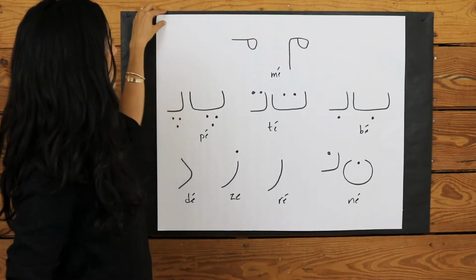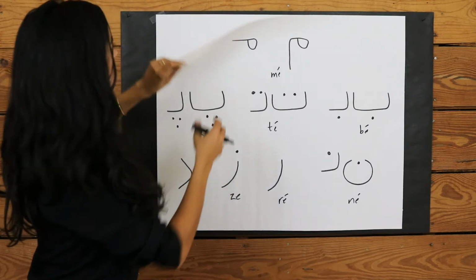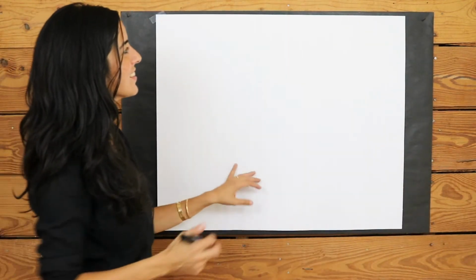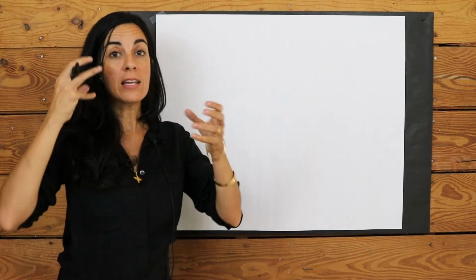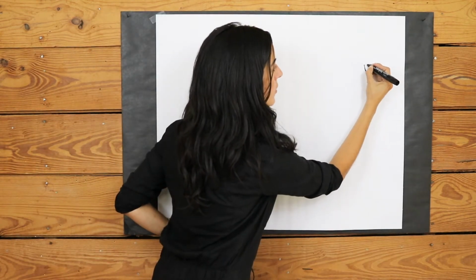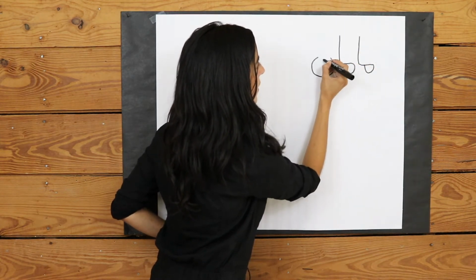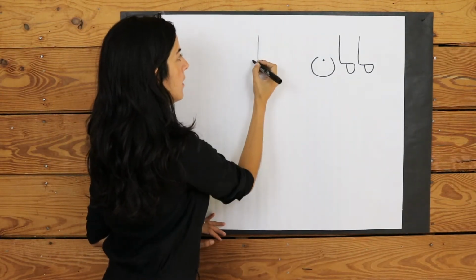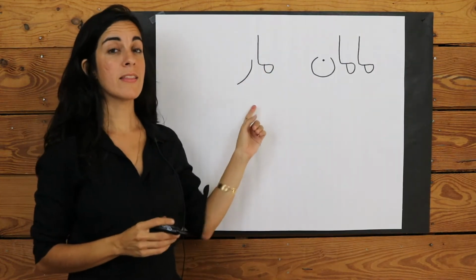Next, let's put some of these together. It's like meeting different characters in different parts of a TV show and then putting them all together and seeing how they interact. And I'm going to do this all with a black marker. So at this point, you should have enough experience seeing these separated that you can see what the different letters are. And you can see how they change shapes depending on where they are in a word. So next we're going to do me, a, re, and that becomes mar, and that means snake.